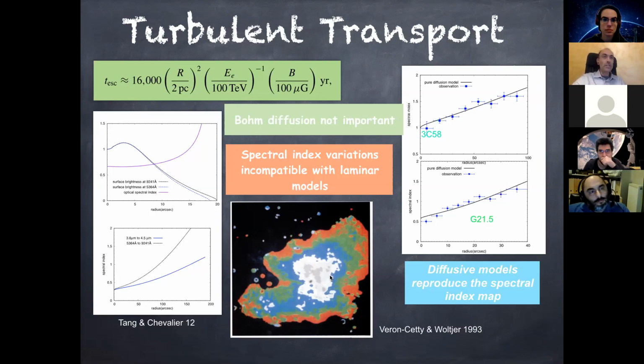One way to do this is through polarization. Polarization is a measure of how ordered the magnetic field is. If you have a magnetic field which is all in one direction, you will get completely polarized synchrotron emission.